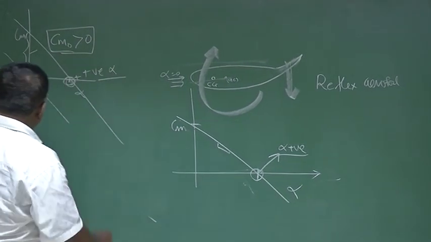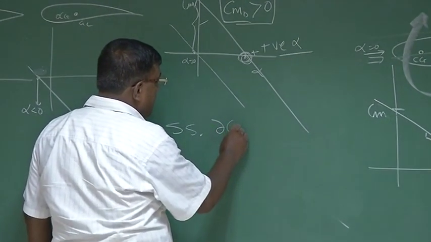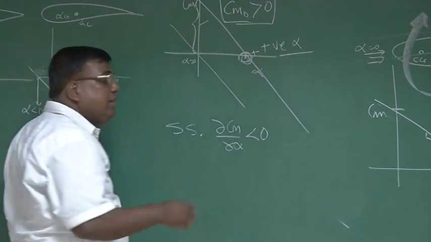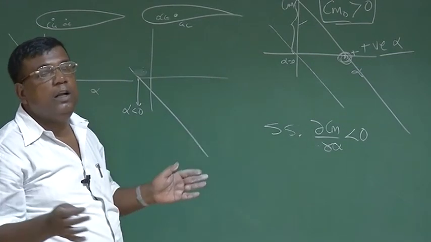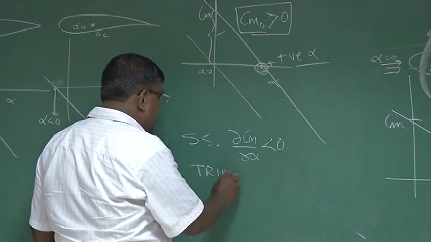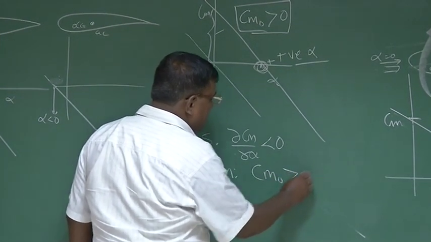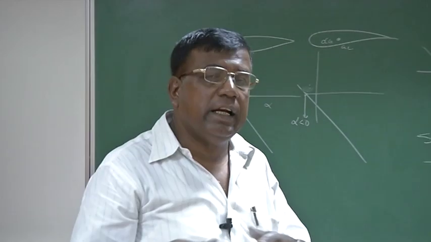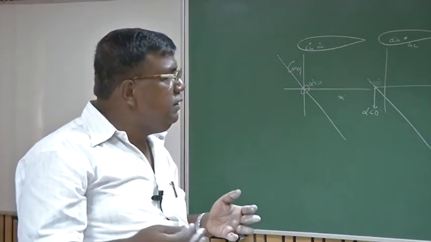So in summary, when you talk about static stability, we say the slope dCm by d alpha should be less than 0. That means AC is behind CG, if I am talking about just wing alone. And for trim, we will say Cm naught should be greater than 0. Remember, when I try to translate this knowledge to aircraft, I will be using the same concept, but a few nomenclature will change.